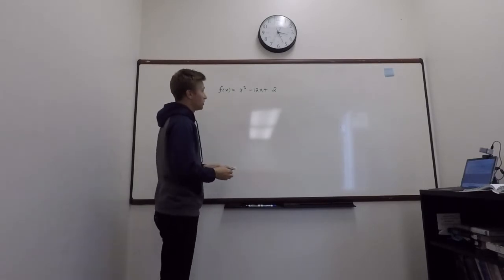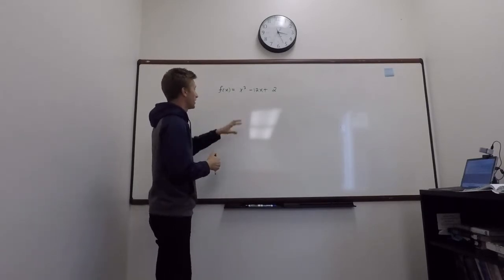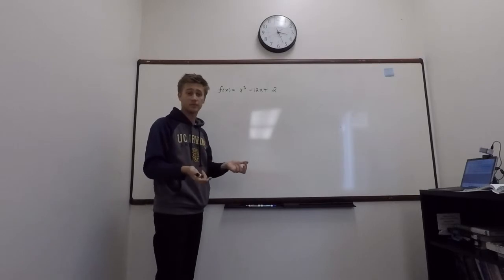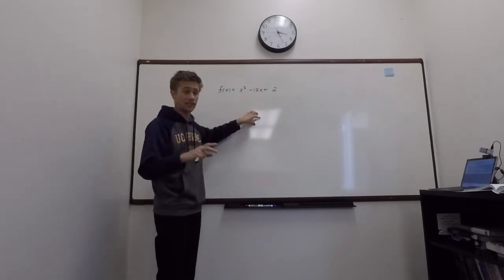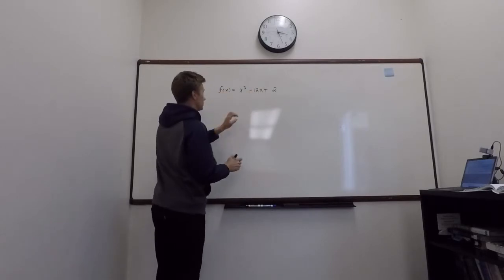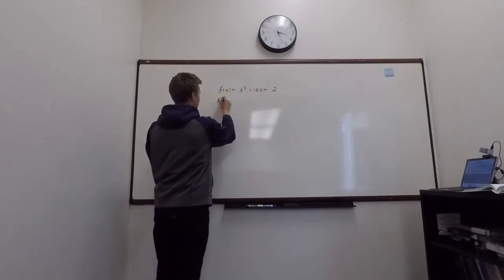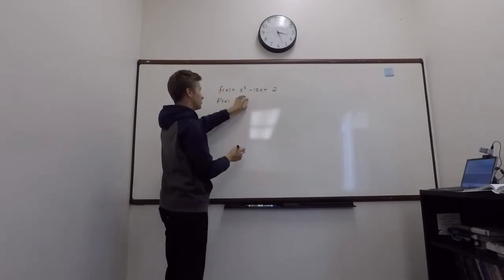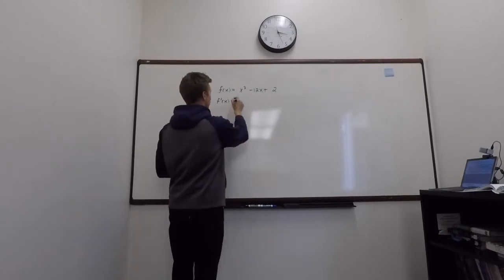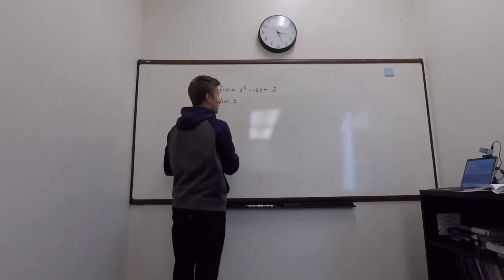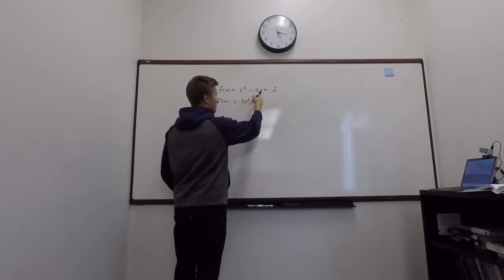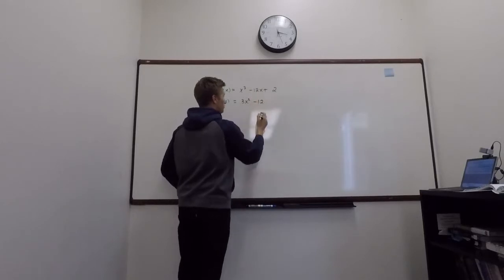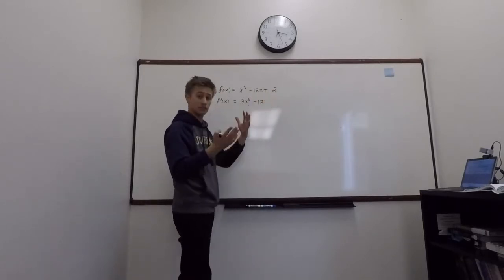So the first thing you want to do, if you ever need to find increasing, decreasing, max, min, is you need to find the derivative and set it equal to 0. That's it. So if f of x is equal to this, f prime of x is very easy to find. This is just a polynomial, so I can just take the derivative of each thing separately. Derivative of x cubed is 3x squared. Derivative of negative 12x is just negative 12. Derivative of 2 is 0.